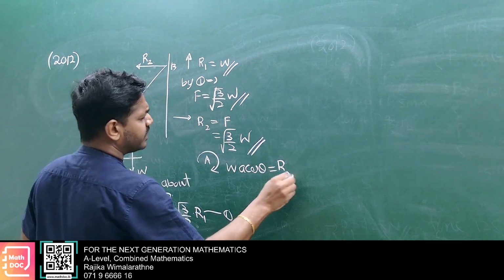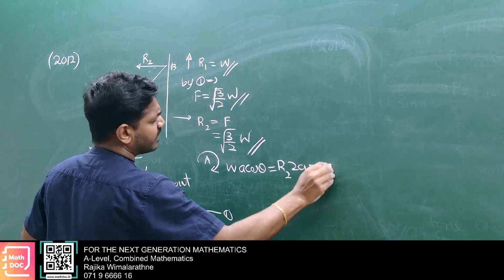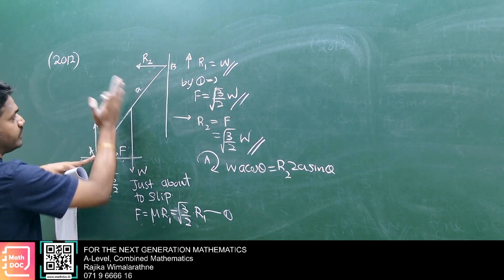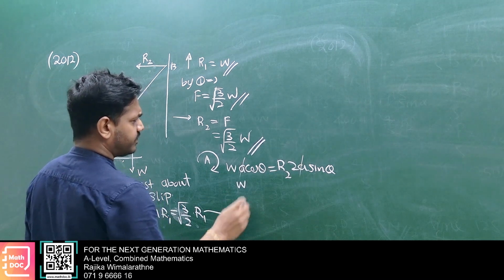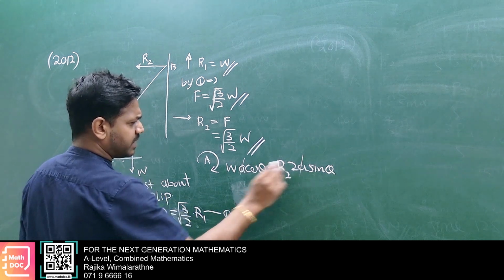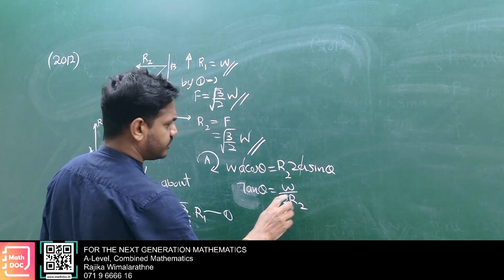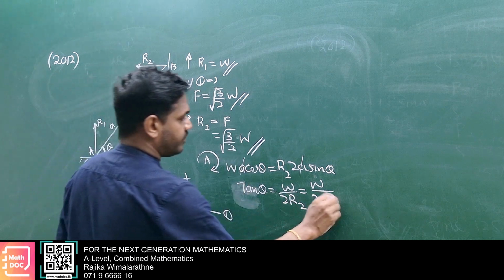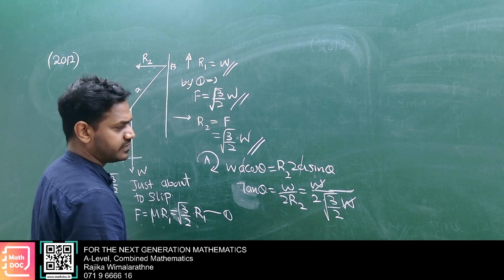R2 into, here 2A perpendicular, sin theta, 2A sin theta. When you consider the vertical one, here A cos theta, no? Then for the horizontal one, 2A sin theta. Okay, then W, cross multiply, tan theta equals W over 2R2. Then we can find this now.